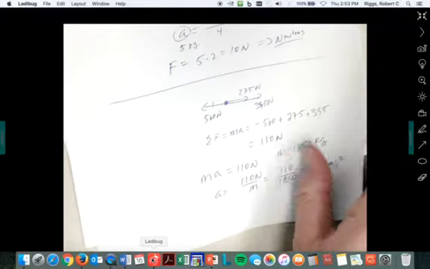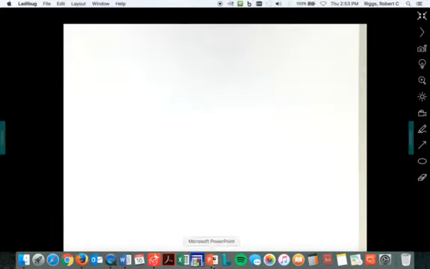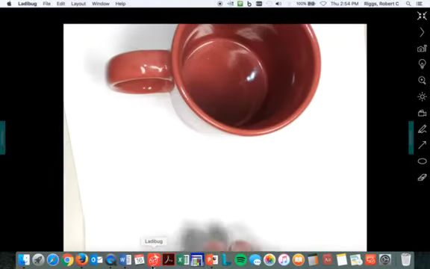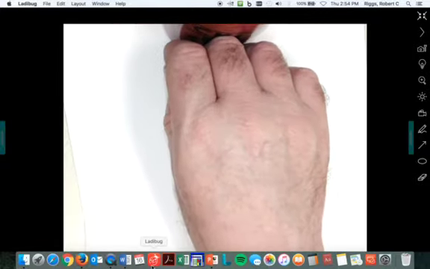Okay, let's look at Newton's third law. Everybody's favorite: whenever one body exerts a force on a second body, the second body exerts an oppositely directed force of equal magnitude on the first body. For every action, there is a reaction of the same magnitude, but in the opposite direction. If I push on this coffee mug with a force of 5 newtons, guess what? It's pushing back with a force of 5 newtons.